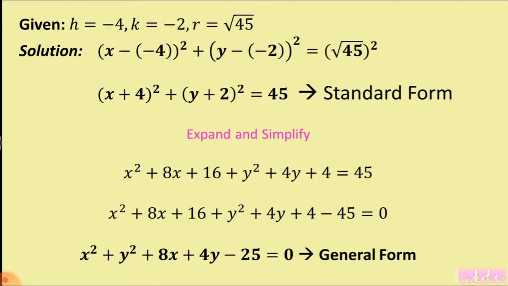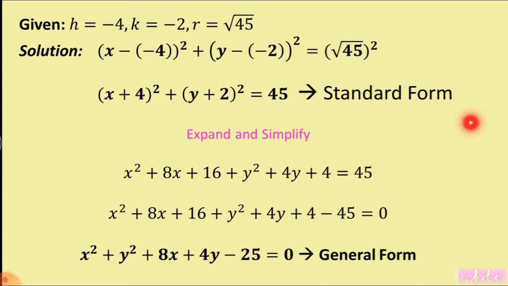So simplify. x minus negative 4: negative times negative is positive, so it becomes (x plus 4) squared, plus y minus negative 2, negative times negative is positive, so (y plus 2) squared, equals the square root of 45 times the square root of 45, which is the same as cancelling the radical sign and the exponent 2, so it becomes 45. So this is our standard form: the quantity (x plus 4) squared plus the quantity (y plus 2) squared equals 45.